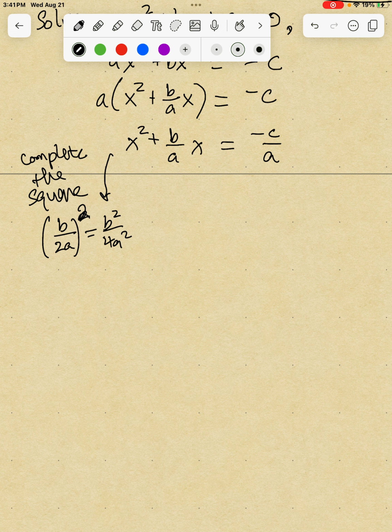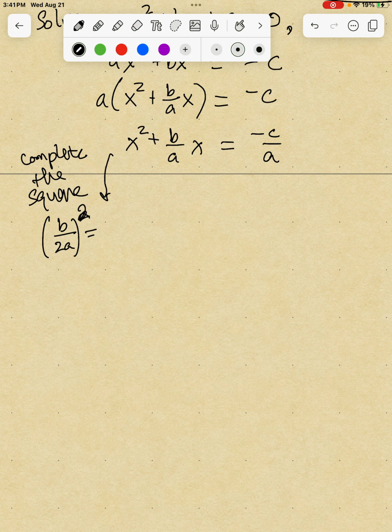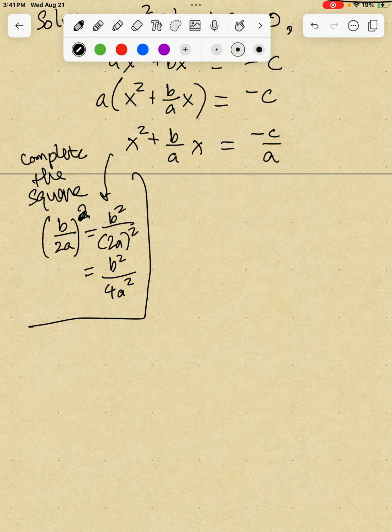Let me show all the steps. By the exponent properties, this is equal to b squared over 2a in parentheses squared. This is b squared over, 2a times 2a is 4 times a squared. So I need to add b squared over 4a squared to both sides.